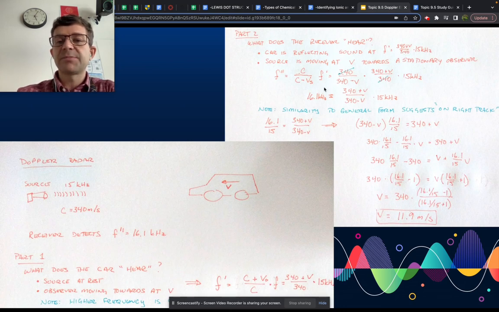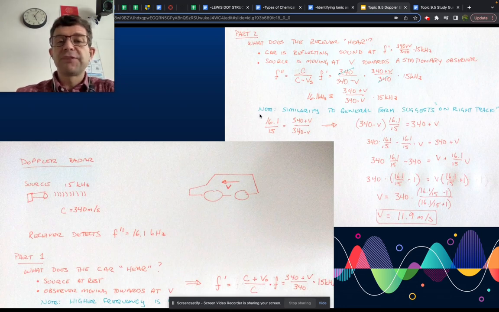And I end up with an expression that the 16.1 kilohertz that the radar gun operator observes, that f double prime, is equal to (340 plus the speed of the car) over (340 minus the speed of the car), times the original frequency of 15 kilohertz. And the similarity to the general form, where you have the motion of the observer and the motion of the source, suggests that we're on the right track here. And in fact, we are.